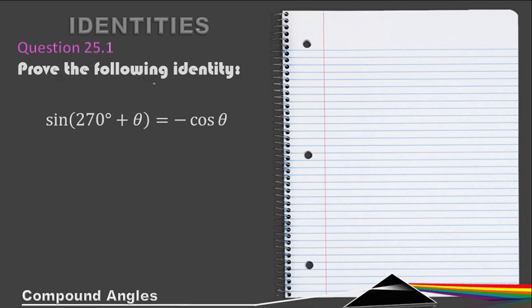Right, so prove the following identity. Here we have sine of 270 plus theta equals negative cos theta. Our left-hand side is equal to sine of 270 plus theta. Expanding that, we get sine 270 degrees cos theta plus cos 270 degrees sine theta.